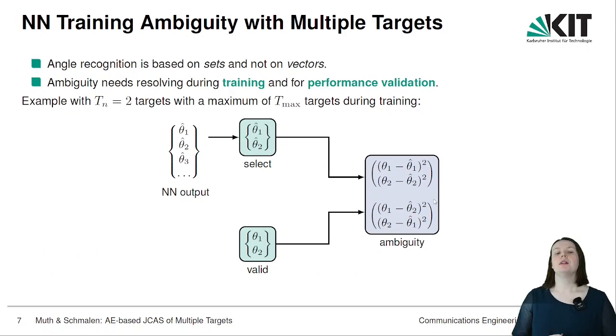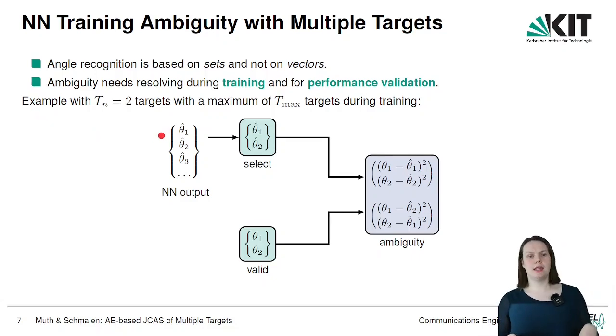Here, now we get to our first problem concerning the evaluation. We say that we now go with multiple targets, which means that our angle recognition is here based on sets, so on some collection of angles, which is not ordered, and not on vectors. This means there is a certain kind of ambiguity that we need to resolve also during training in order to get a useful gradient, and also for the performance validation later. And here at the bottom you see a little example why this happens.